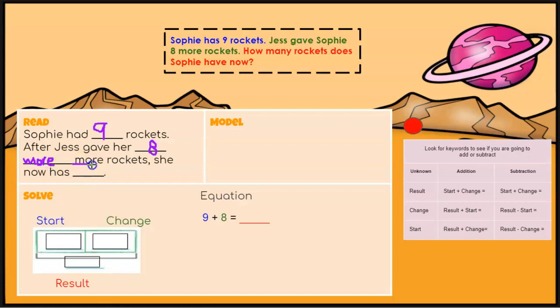Oh, so here's the more. I'm sorry, 8 more. Now she has, do we know how many she has? No, we don't. So that's where we put our question mark because we don't know what she has.